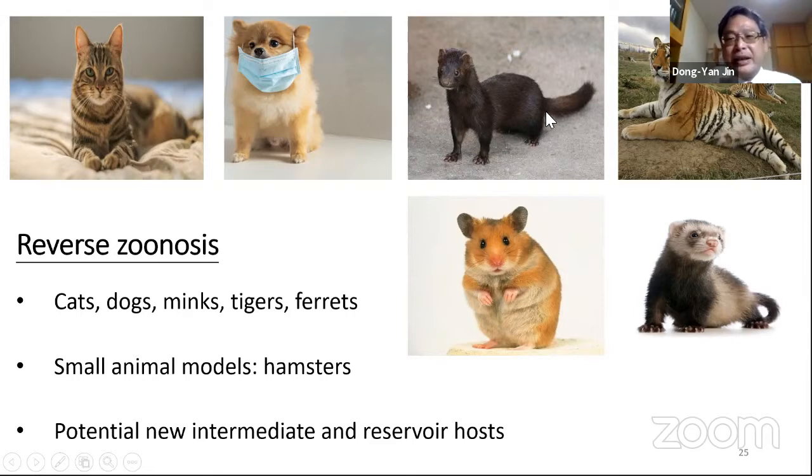And then in minks, in tiger, in hamster, ferret. Hamster is actually used as an animal model. In addition to the human ACE2 transgenic mice, the hamster serves as a good model in which you can see disease similar to human.